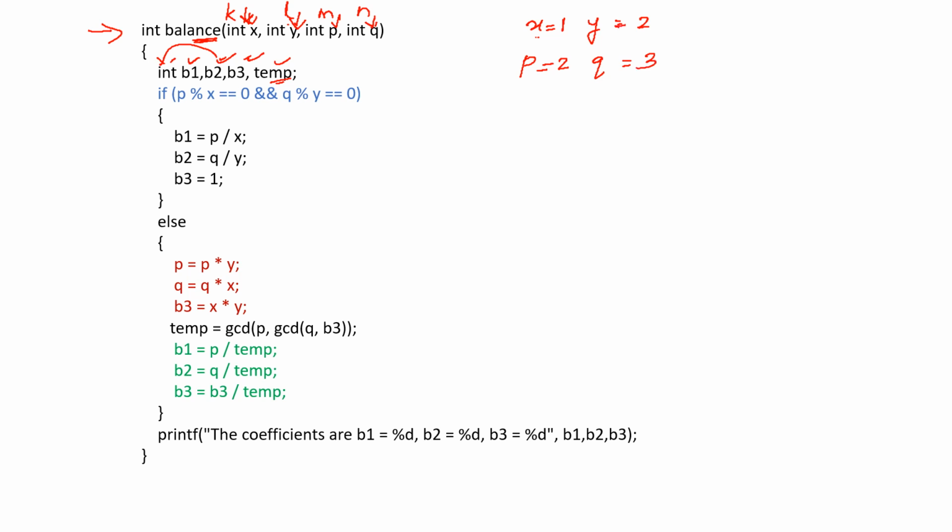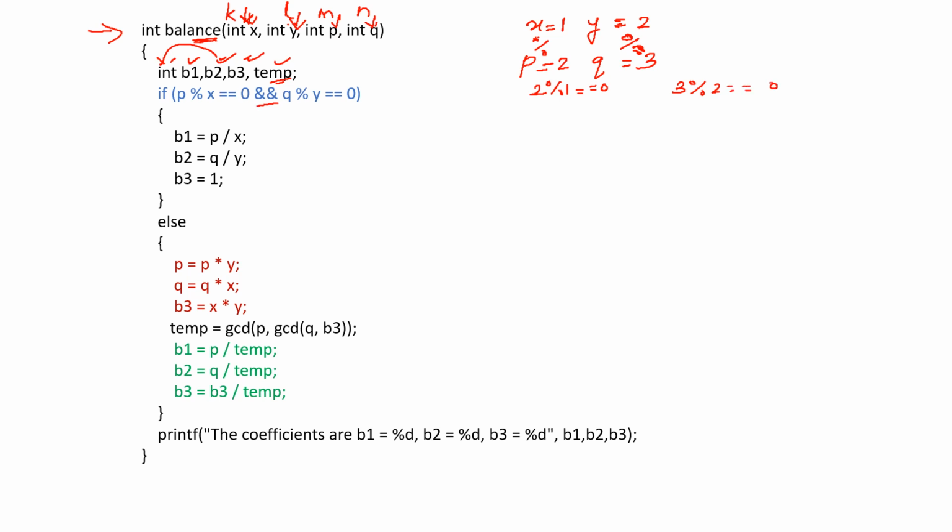So that it will be easy for you. So x, y and p, q. Now what you are going to do? You are finding the condition, whether p modulo x is equal to 0 and whether q modulo y is equal to 0. So these are the conditions which you are going to check. Let me check the first condition, whether 2 modulo 1 is equal to 0 and whether 3 modulo 2 is equal to 0.